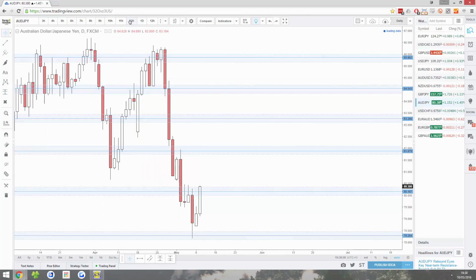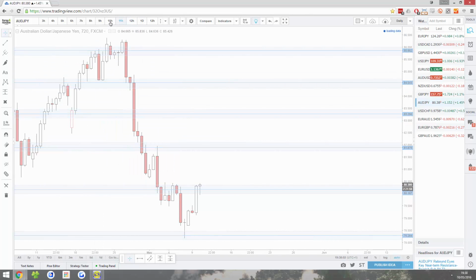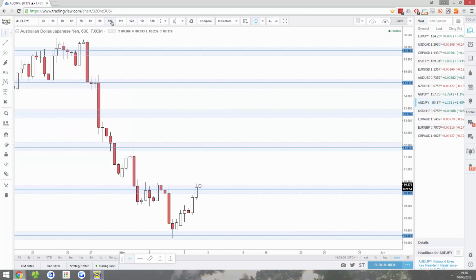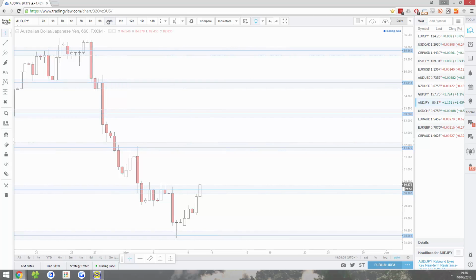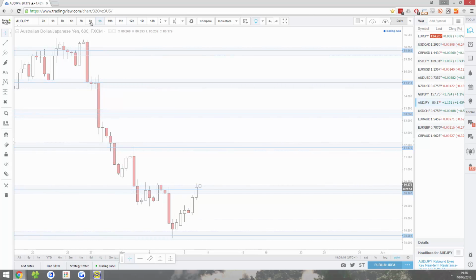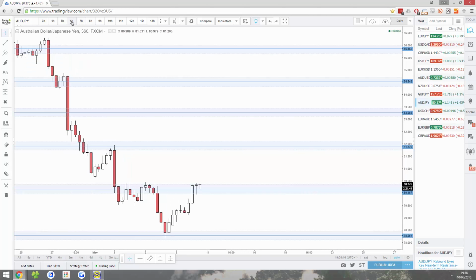AUDJPY, let's see what we can see here. Slow loading. Went away on holiday. I come back and TradingView is suddenly loading really slow for some reason.